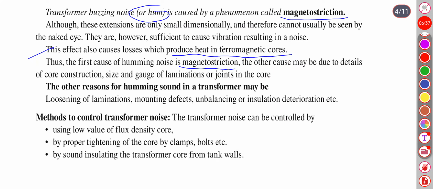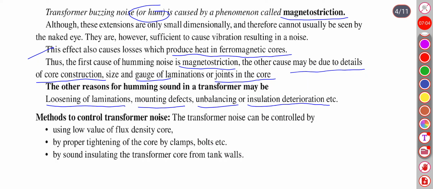The other cause may be due to details of core construction, size and gauge of lamination, or joints in the core. The other reasons for humming sound in a transformer may be loosening of laminations, mounting defect, unbalancing, or insulation deterioration, etc.